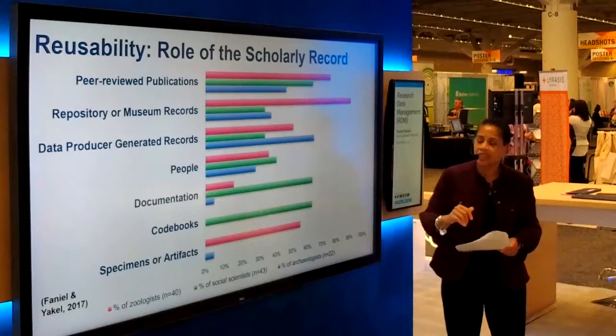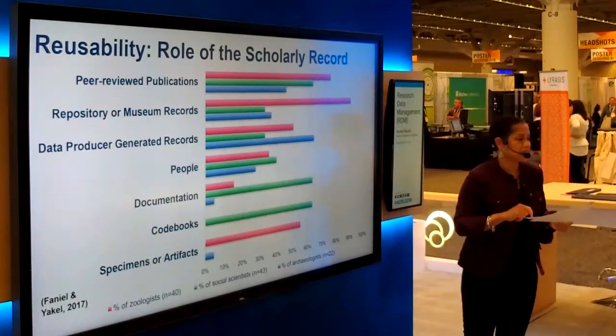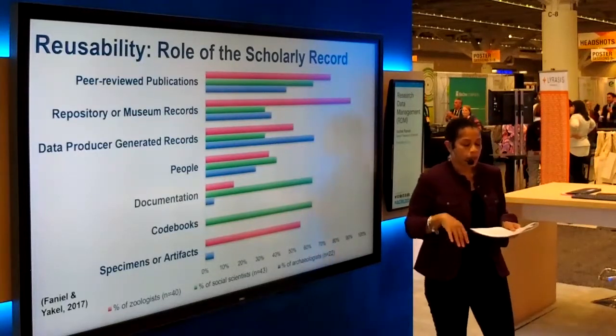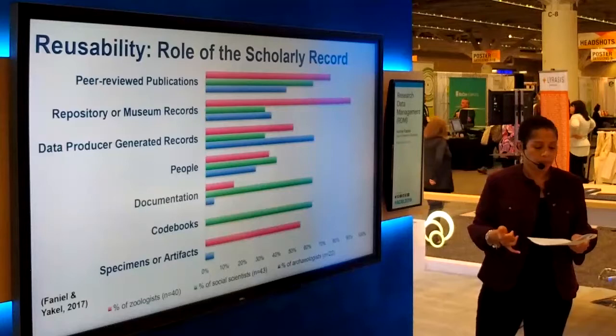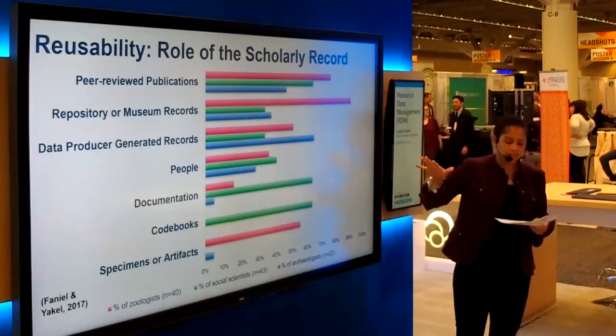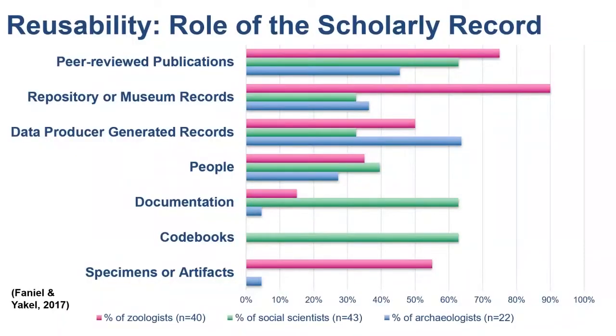By comparison, if we look at some of the zoologists, they relied heavily on the physical specimens themselves, along with museum records and repository records. Peer-reviewed publications were also important, as well as the data producers' records. And we can see social scientists here mentioning a little bit of everything in terms of the sources, right? They talk about all of them to some degree, but they specifically talk about code books and documentation the most.